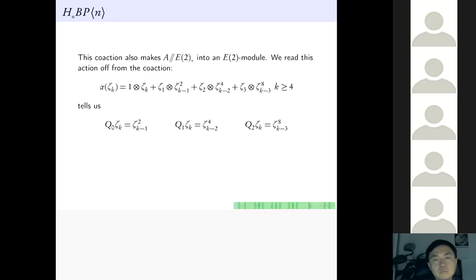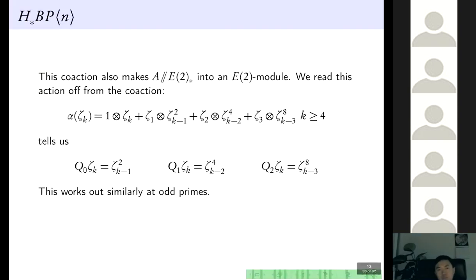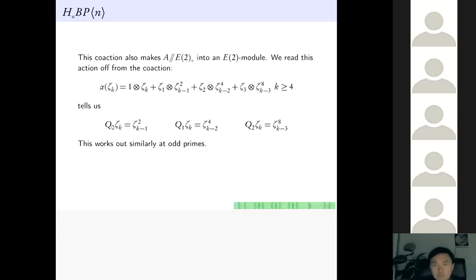So here again is the formula for, say, the coaction on zeta k. So remember that Q naught is dual to zeta 1. So what this coaction formula is telling us is that Q naught on zeta k is going to be zeta k minus 1 squared. Zeta 2 is dual to Q1, so Q1 on zeta k is going to be zeta k minus 2 to the 4. And Q2 is dual to zeta 3, so Q2 of zeta k is zeta k minus 3 to the 8. Okay, so this tells us what the action is on these zeta k's, but you can also show from this that the action by the Qi's is going to act as a derivation. So you just derive all the action from these basic formulas, and then using the Leibniz rule. And then again, there's a similar thing that works out at odd primes.